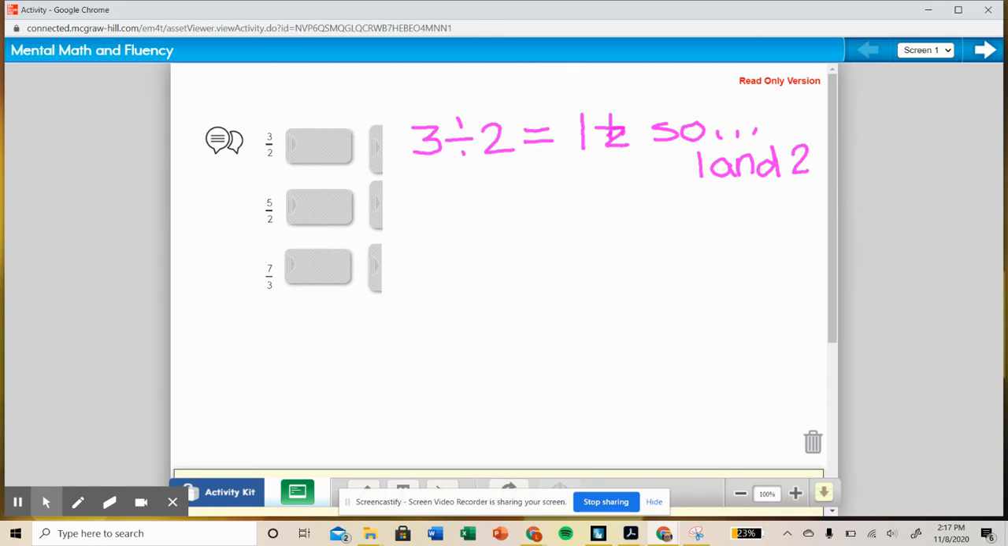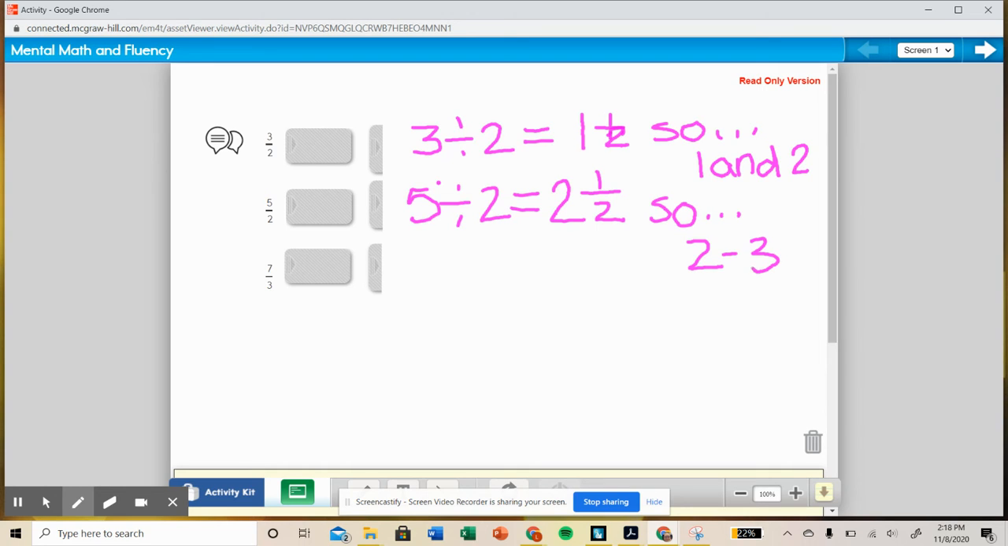Let's take a look at 5/2. If we think to ourselves, 5 divided by 2, what is that going to give us? We're going to have 2 whole numbers, right? And then we're going to have 1 left over, so it's going to be 2 and 1/2. So again, this is going to be between 2 and 3 this time. How'd you do on that one?